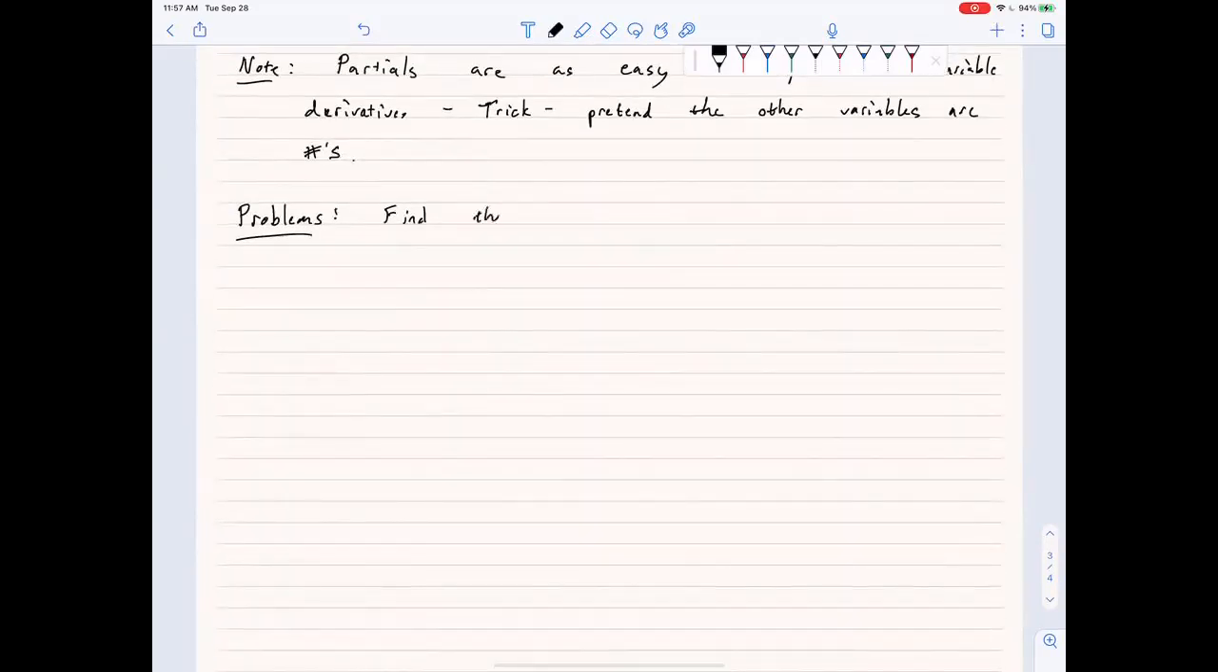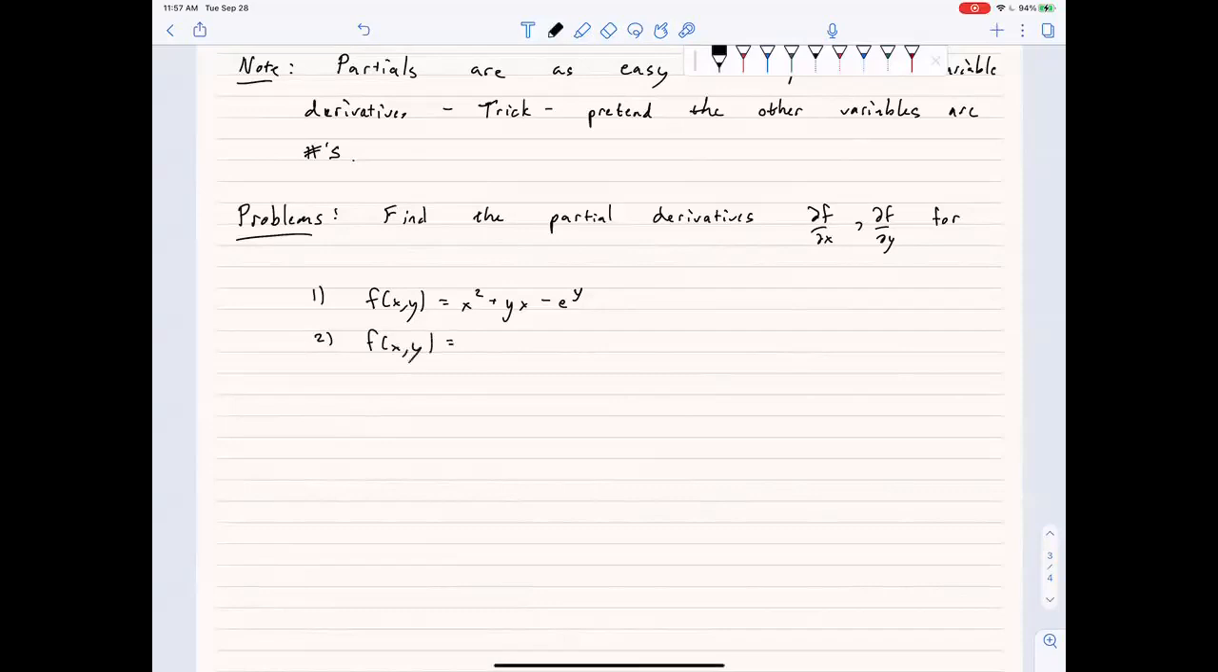All right, so find the partial derivatives del f del x and del f del y for the following functions. First, f of xy equals x squared plus x minus e to the y. Sorry, let me call the second one g. Well, I'll write that. Sorry, f of xy equals cosine xy minus natural log of x plus y.